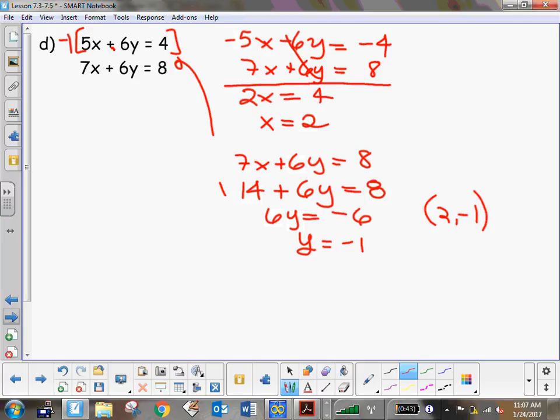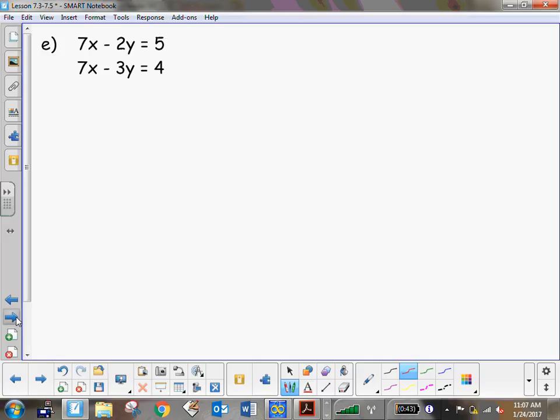Okay. All right. Next one. What am I going to multiply this one by? Which variable do you want to get rid of? X. Does it matter which one I multiply through by negative? But let's make a smart choice. Which one would be a better choice to multiply through by -1, so that you're not having to deal with negatives in your answer?